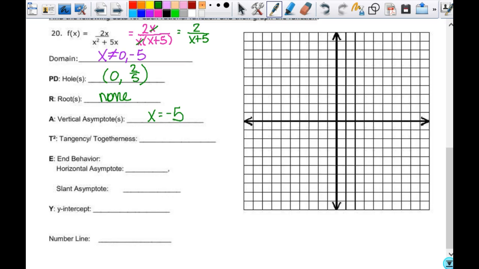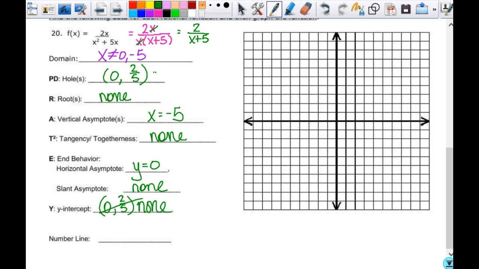Tangency and togetherness. Do I have a factor that's squared in the numerator or the denominator or both? And I don't, so this is none. My end behavior, my horizontal asymptotes, this is bottom heavy, so it is y equals 0. And if I have a horizontal one, I do not have a slant. And then my y-intercept, okay, and this is the one where even on my own paper, I don't know why, I have 0, 2/5, because that's what I found. But then, that's the same number as this, right? So since I have a hole there, that point actually doesn't exist on my graph, so there isn't a y-intercept.